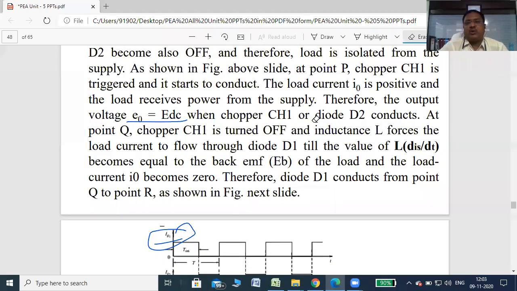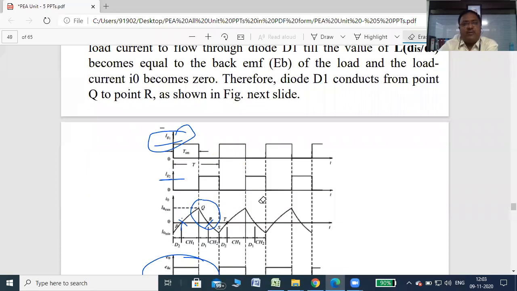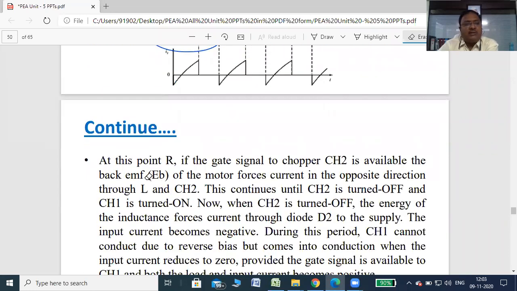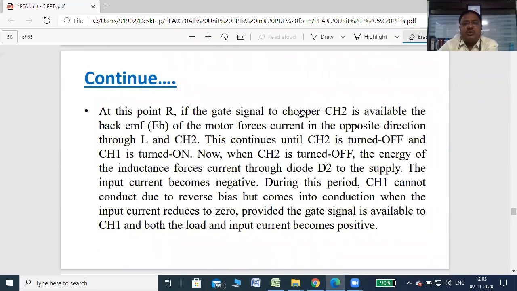When chopper 1 or diode D2 conducts, I0 becomes 0. Therefore, diode D1 conducts from point Q to point R as shown in the figure. Now at this point R, if the gate signal to chopper 2 is available, then the back EMF of the motor forces current in the opposite direction through L and chopper 2. This continues until chopper 2 is turned off and chopper 1 is turned on.